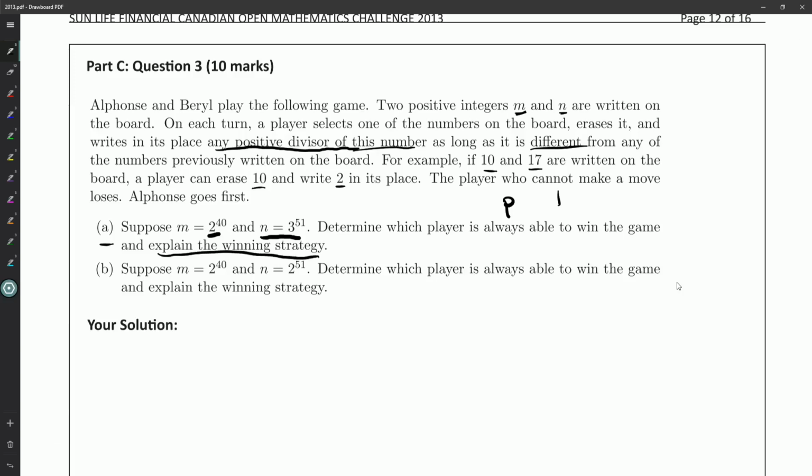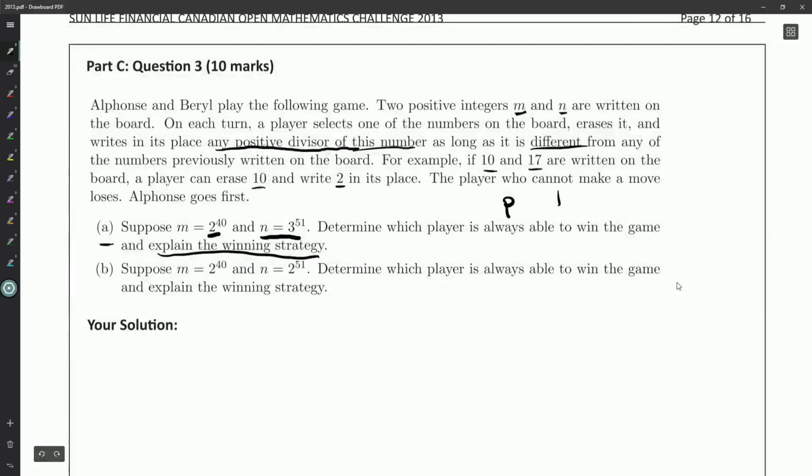Now, with a question like this, the 40 and the 51, these are really big numbers. I think it might even just be easier to try a simpler game. You know, try something like 2^2 and 3^3. That way, the power of 3 is still using a higher exponent. Okay, and Alphonse goes first? I assume, because he's A. Yeah, Alphonse goes first. Okay.